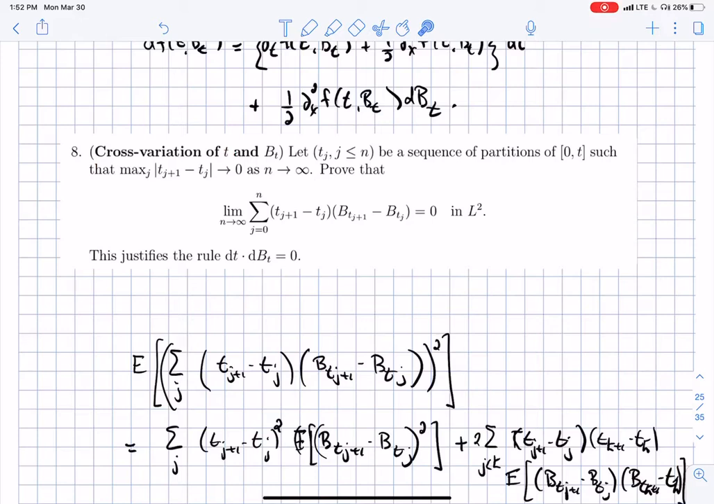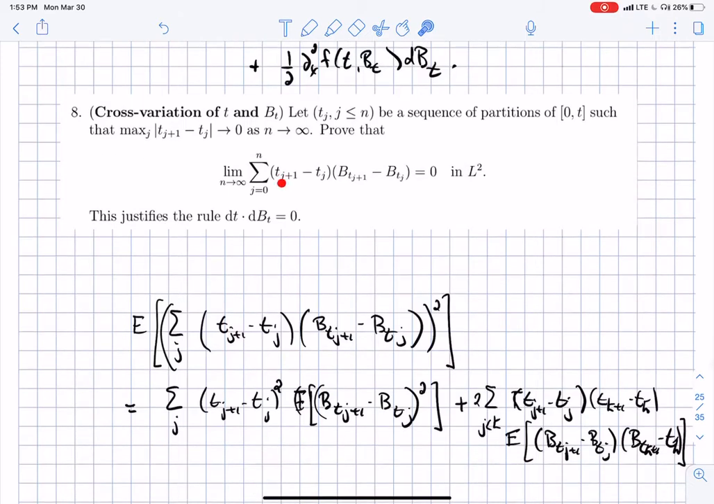The cross variation of t and B_t is a bit like the quadratic variation, except I just take the increment of Brownian motion and multiply it by the increment of time. We might see later the cross variation between two processes. Here my two processes are Brownian motion and just the function t. But I could possibly consider the Brownian motion increment times the increment of some other process. So it's essentially about the correlations between the increments of two processes. If I take the time as a process, this is equal to 0, and this justifies the rule dt dB_t equals 0.